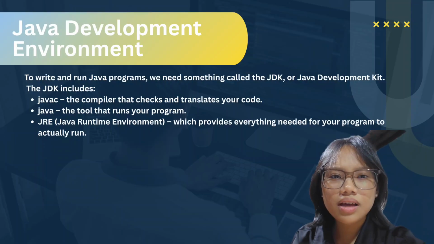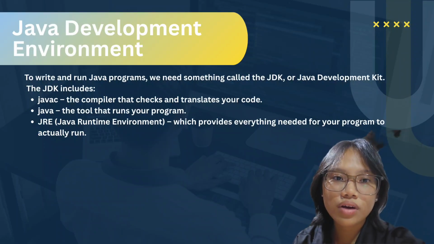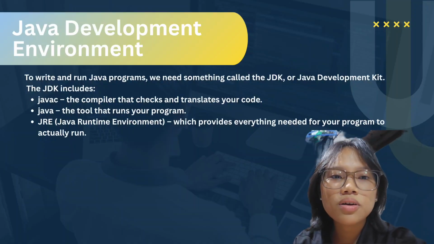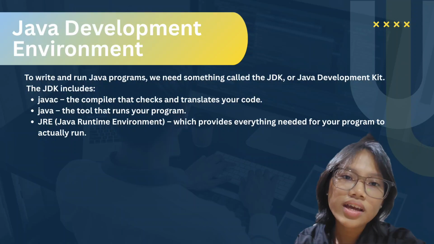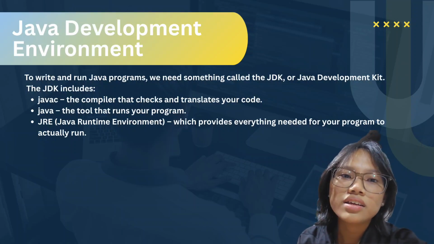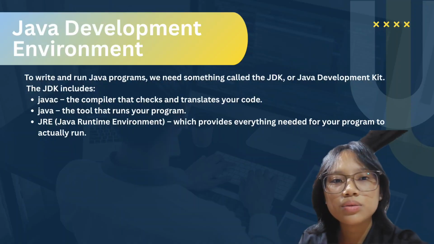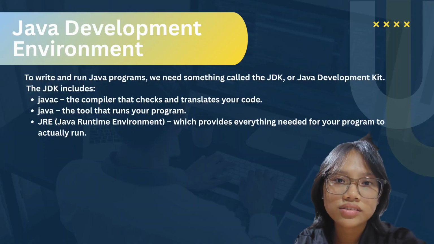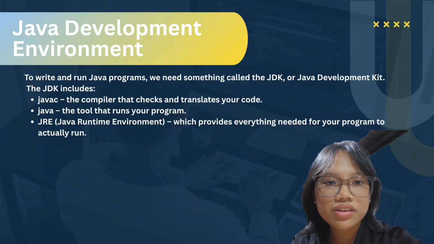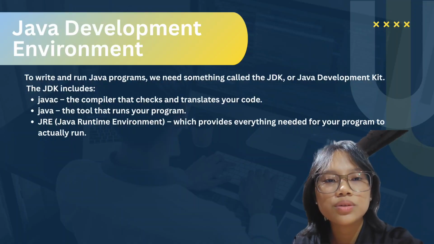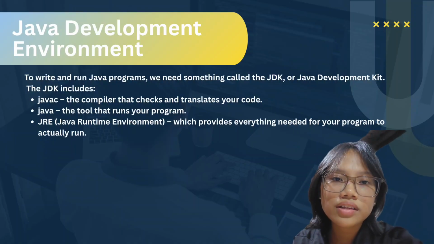Now, how do we actually start coding in Java? To write and run programs, we need something called the JDK, or Java Development Kit. The JDK includes javac, the compiler that checks and translates your code, java, the tool that runs your program, and JRE, Java Runtime Environment, which provides everything needed for your program to actually run. Once you have the JDK installed, you're ready to start coding.